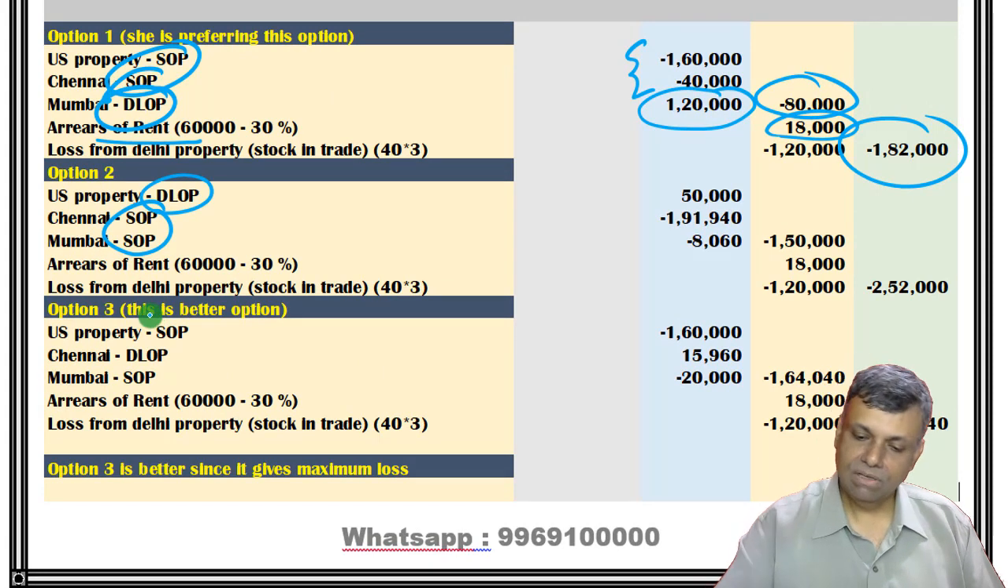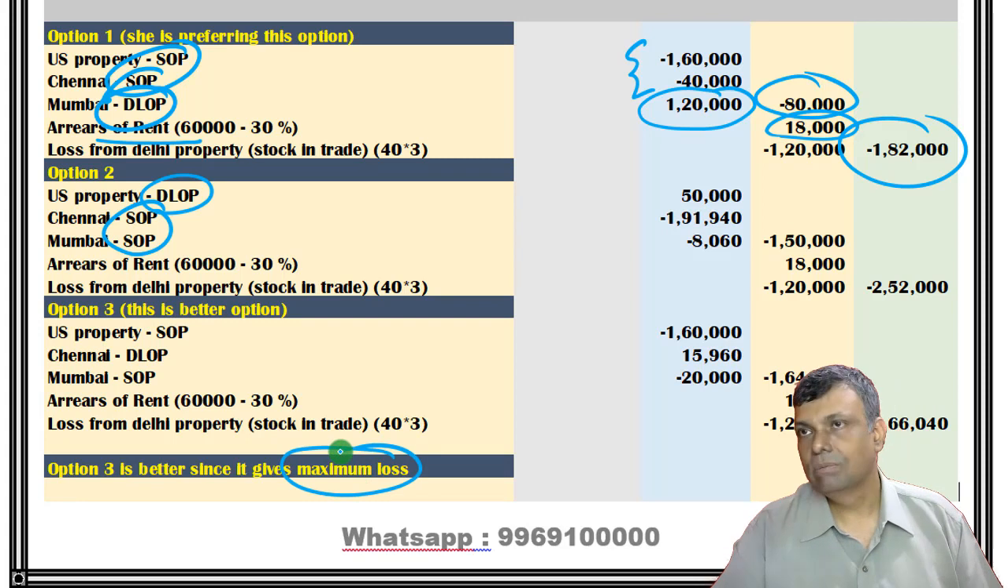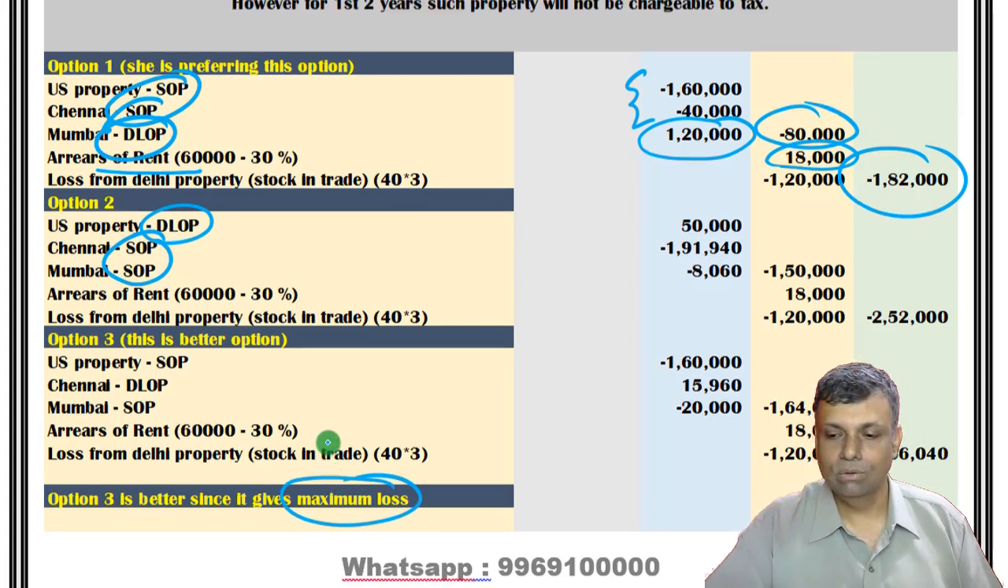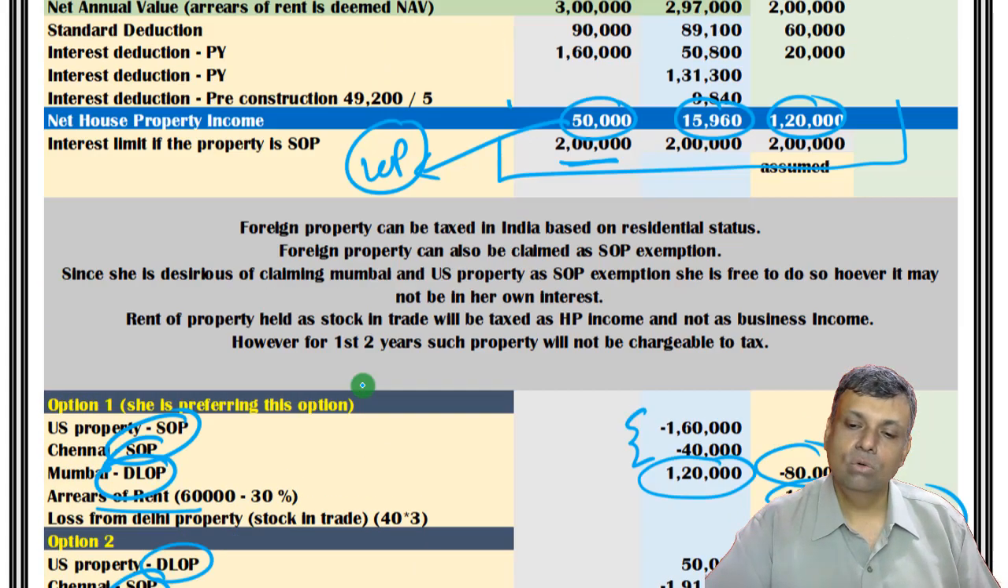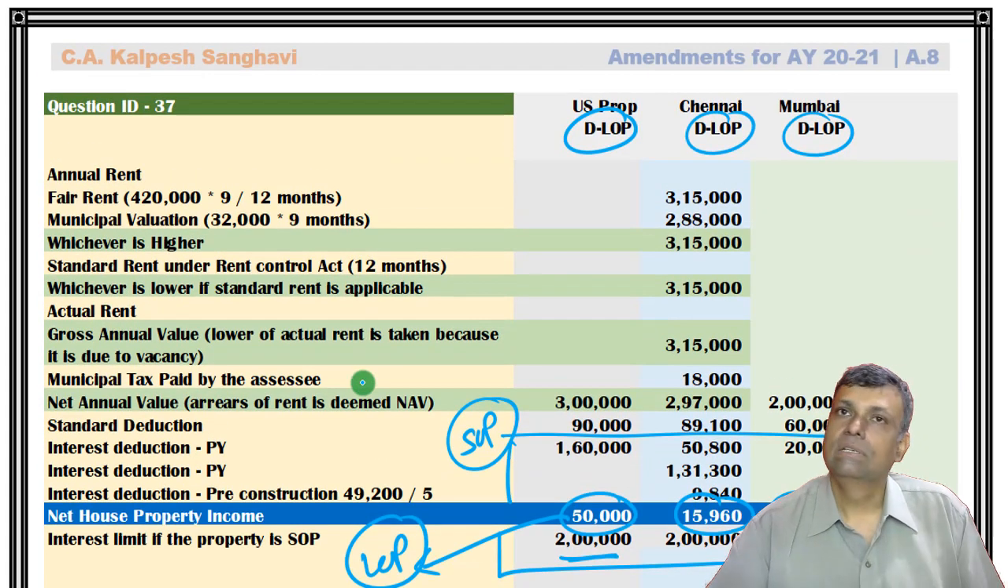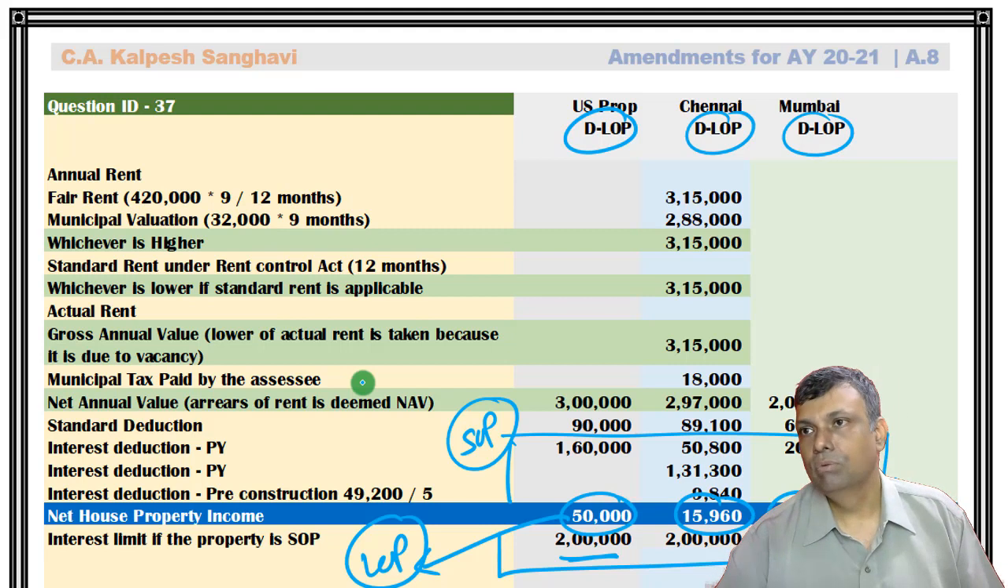In this case, you will look for where there is the maximum loss, because from the taxation point of view, you will get the loss set off benefit, no? So whichever has the maximum loss, you will say that this is going to be your best option. However, if you want your particular option, you take your option. As simple as that.